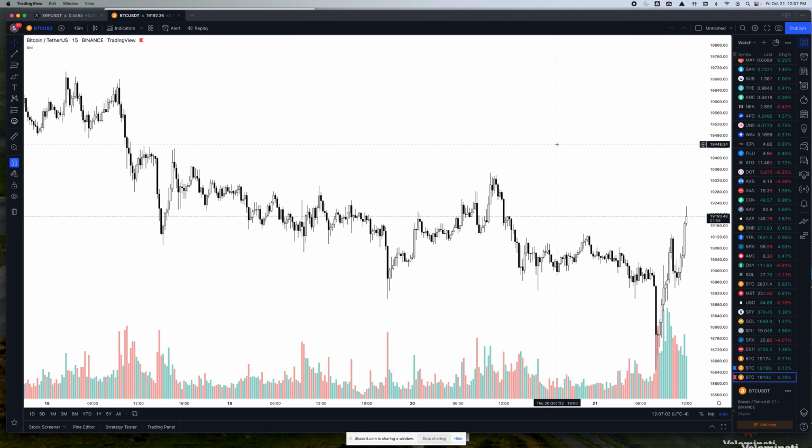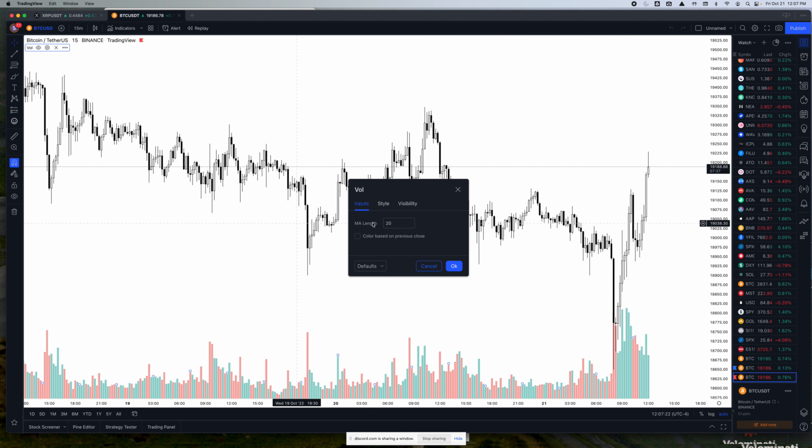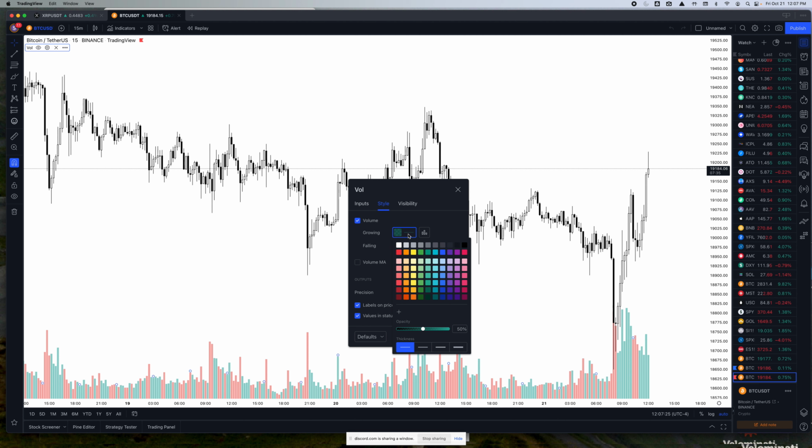So this is it. Obviously your background and color always kind of switch on and off to new layouts, but this is basically what you would see if you started fresh. It would have your green and red bars. So the first thing I'm gonna do is probably change the volume.